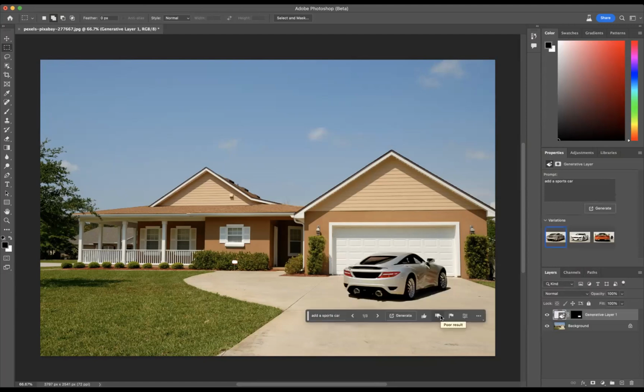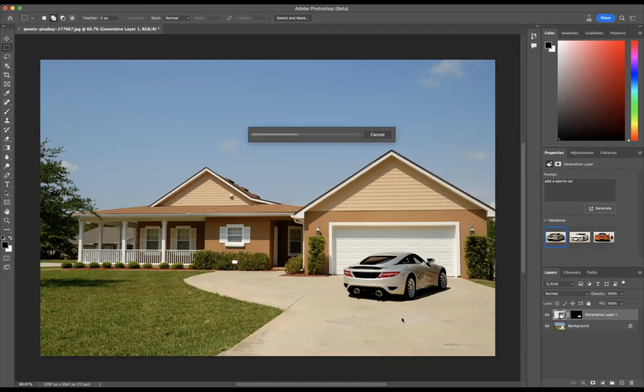And there's the first result. So not bad, as you can see. Let's have a look at the second one, and let's have a look at the third one. I think I want to go for the first one there, like so. And what you can also do is generate again if you want to. So if you're not happy with those three results, you can generate again. Like I said, I'm pretty happy with the first one now. I think that looks quite realistic there.